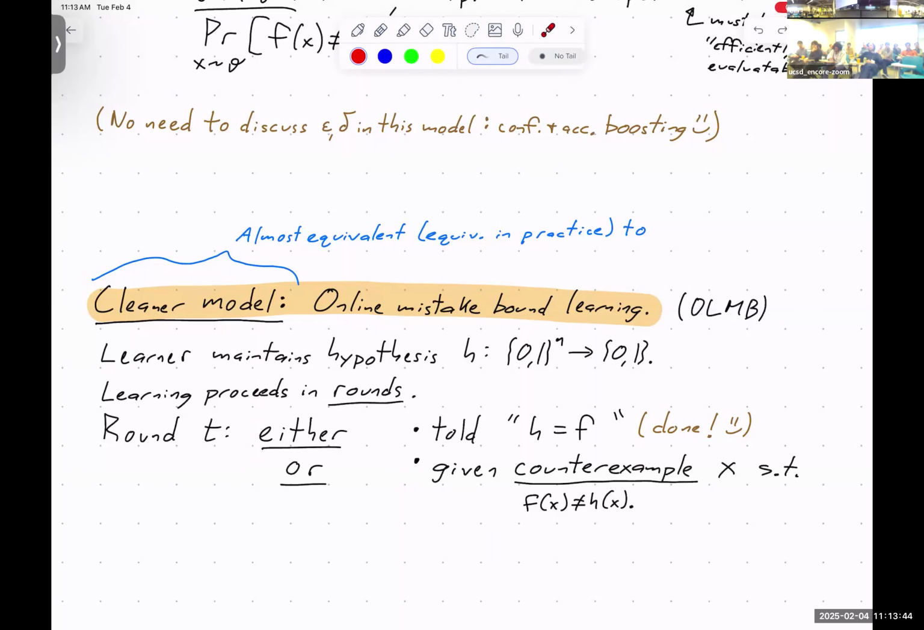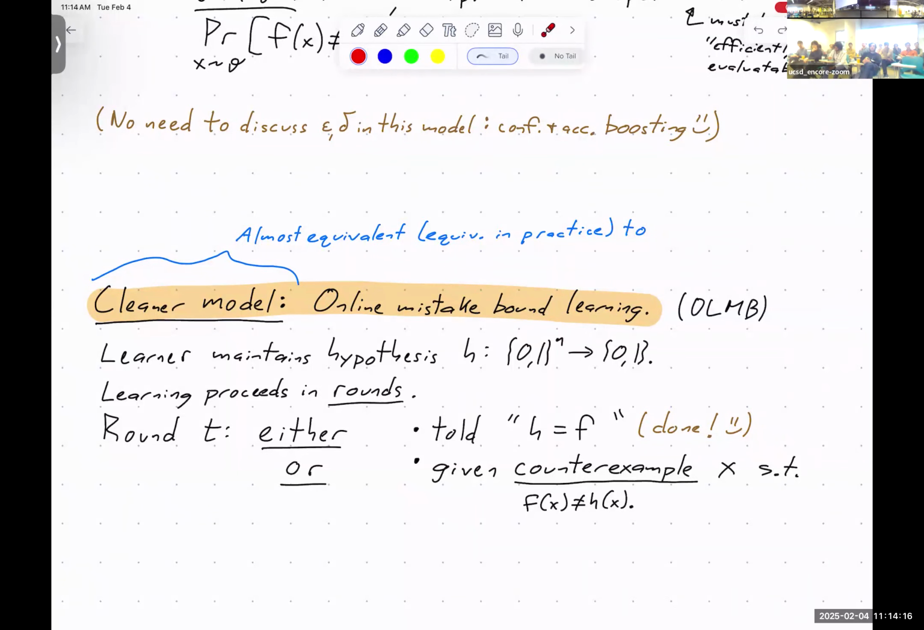Learning proceeds in rounds. In a given round, how does it work? The learner says, hey, this is my hypothesis. Is it exactly correct? Is it perfectly equivalent to the target concept? If so, you're done. You've learned correctly. If not, you get a counterexample. You can think of this as making an equivalence query. You say, am I completely right? And if you're not completely right, you're given a point where you're wrong. You can also think of this like an online setting where we're counting how many mistakes you make as you go. And we only pay in terms of running time for the rounds where you make a mistake.